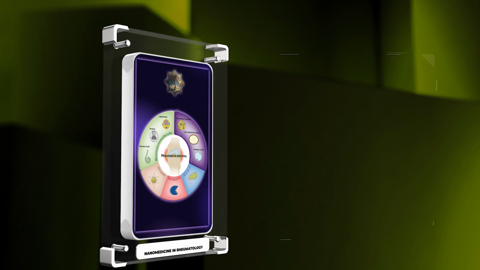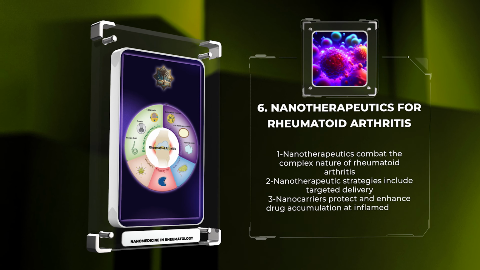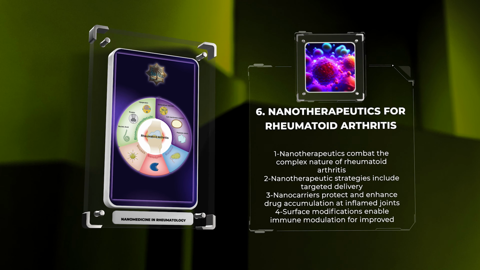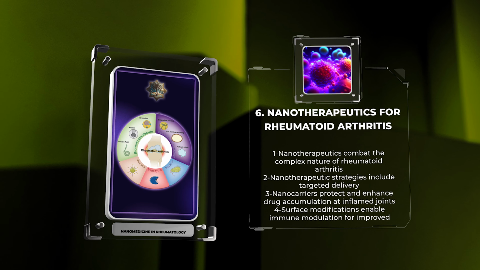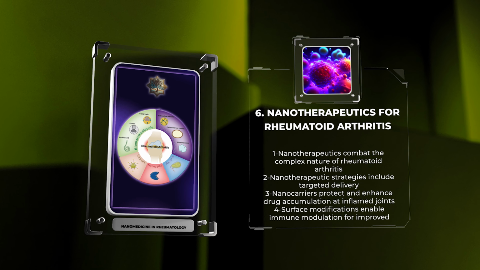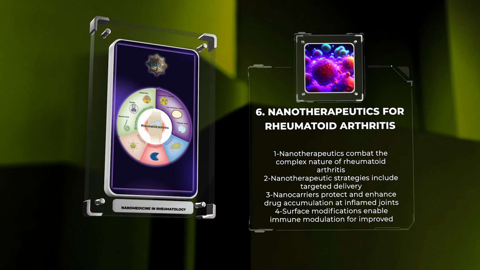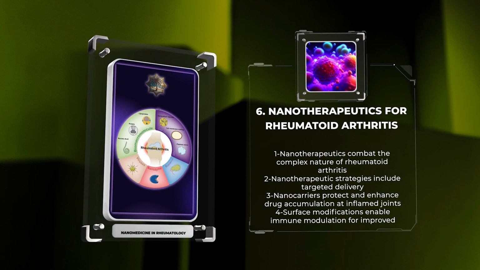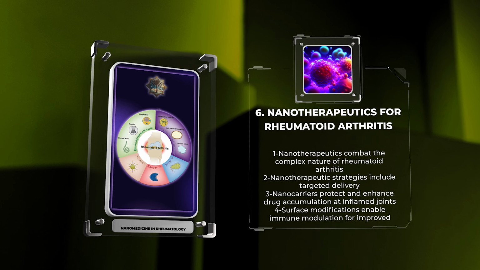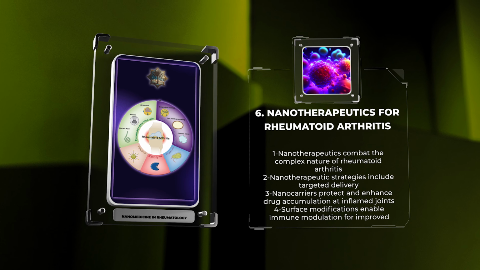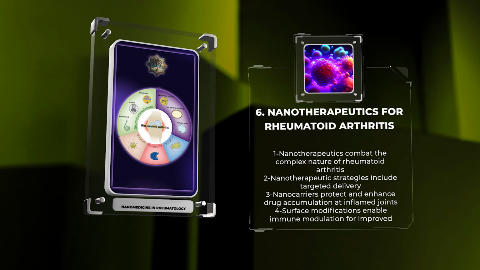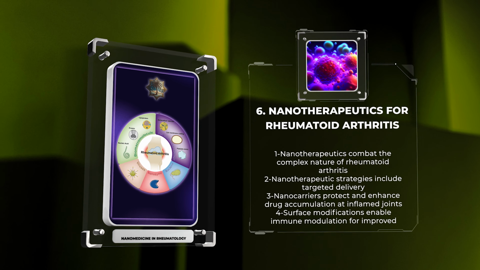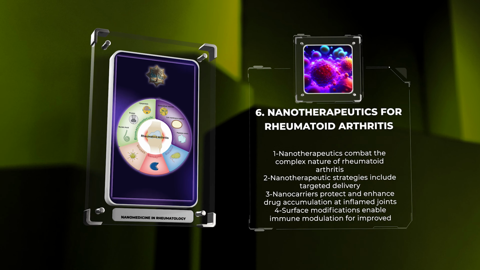Rheumatoid arthritis, RA, an autoimmune disorder characterized by chronic inflammation of joints, poses significant challenges in treatment. However, nanotherapeutics offer innovative solutions to combat the complex nature of RA. Nanotherapeutic strategies include the encapsulation of disease-modifying drugs, such as methotrexate or biologics, within nanocarriers for targeted delivery. These nanocarriers can protect the drug payload from degradation and enhance its accumulation at inflamed joints. Furthermore, surface modifications or functionalization of nanocarriers enable immune modulation, improving the therapeutic response in the context of RA.